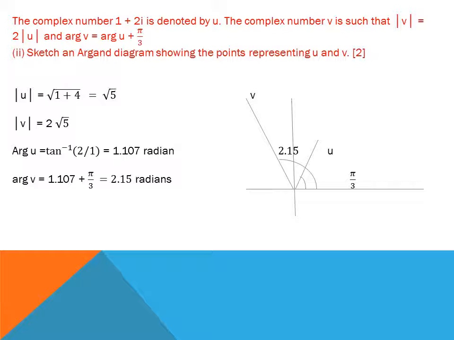First I draw u, the complex number whose point on the x-axis is 1 and point on the y-axis is 2. In the same way, I draw the complex number v whose angle is 2.15. It means greater than pi by 2. Pi by 2 is 90 degrees, and since 2.15 is greater than that, it lies in the second quadrant, and its modulus is 2 times the modulus of u. I draw approximately so that the modulus of v is 2 times the modulus of u.